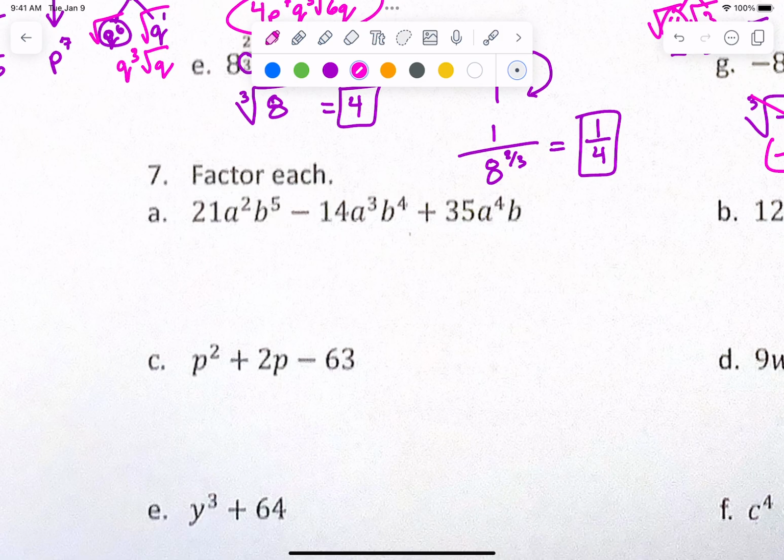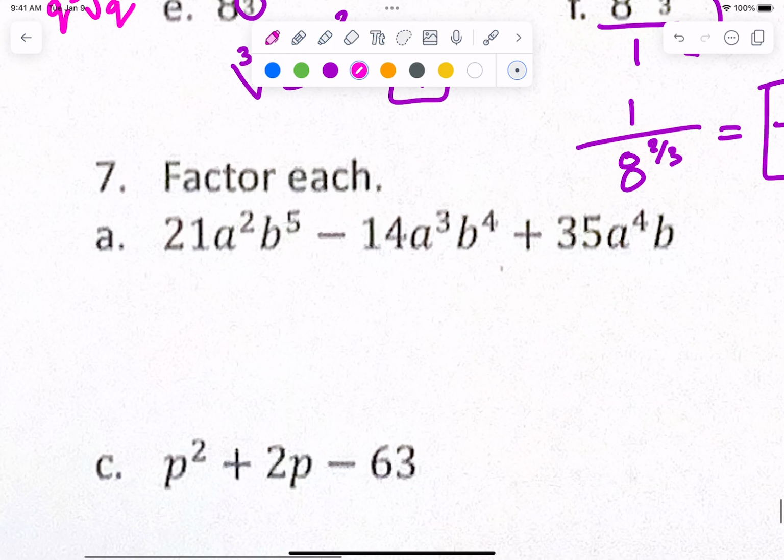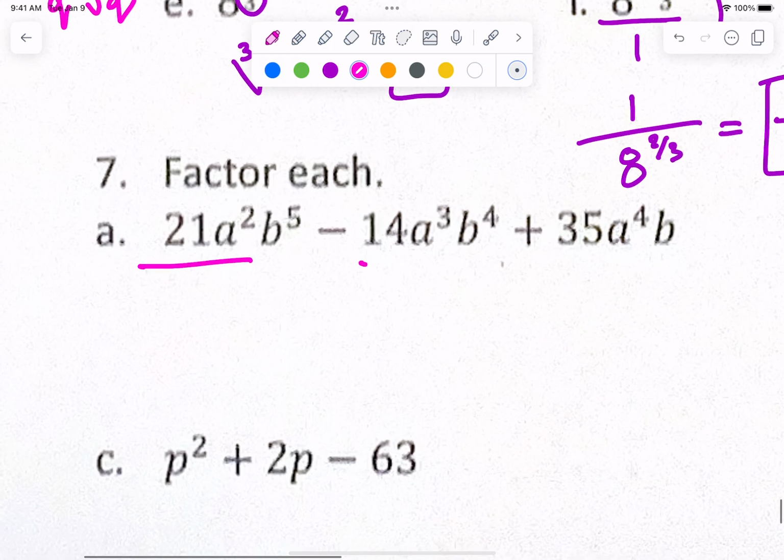Oh, let's do the first 3 because those are really fast. Maybe they're really fast. A. What are you gonna do on A to factor it? How many pieces is it? A 3. 1, 2, 3. What can you do? 7. A squared B. This is the greatest common factor. So put GCF onto the side.